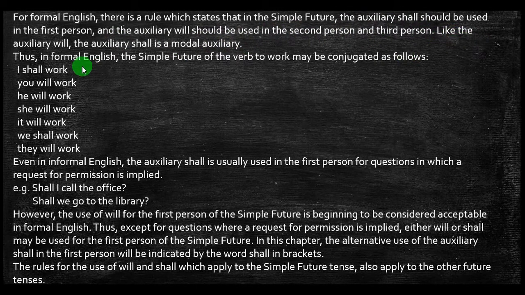Right. So like will, the auxiliary shall is also a modal auxiliary, so it also remains the same. So here you see, thus in formal English the simple future of the verb to work may be conjugated as follows. Here you see formal English, and we have to learn this English, right? I shall work, you will work, he will work, she will work, it will work, we shall work, they will work.